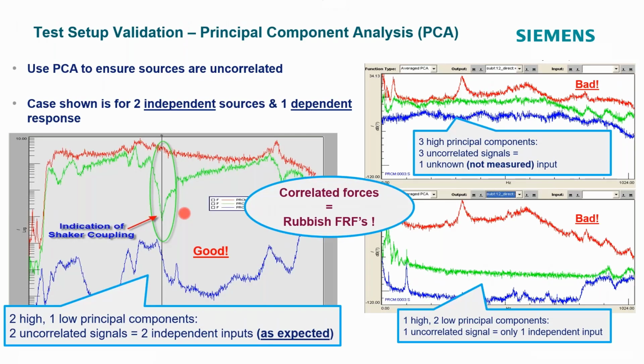Phase separation methods, as I mentioned, we want to have uncorrelated sources. And again, this PCA, or principal component analysis, is a tool that we have to view on the screen during the measurements to check that our sources are uncorrelated. This is a case where we have two independent sources, so two shakers, and out of all of our responses, we picked one response, probably one of the drive point responses. A good example of a good PCA, and what we're trying to look for, is that we have two principal components on about the same order of magnitude, and you see that in the red and green trace. So those are two independent sources.